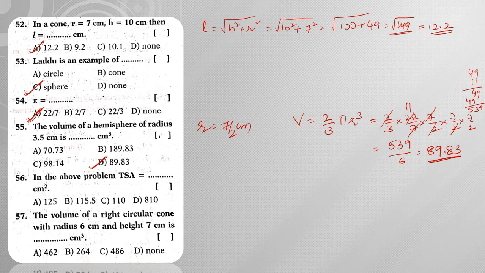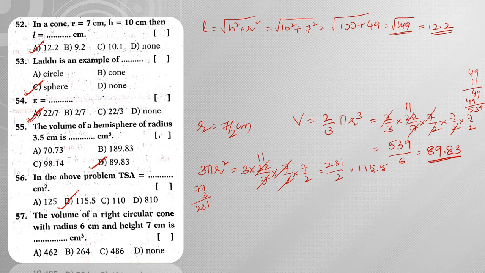In the above problem, total surface area is? Total surface area of hemisphere is given by 3 pi r square, which is nothing but 3 into 22 by 7 into radius 7 by 2 into 7 by 2. So the 7s I can cancel out, and 2 into 11 times. So 11 sevens are 77, 77 threes, 7 3s are 21, 7 3s are 21, so 231 by 2. Which is 115.5.